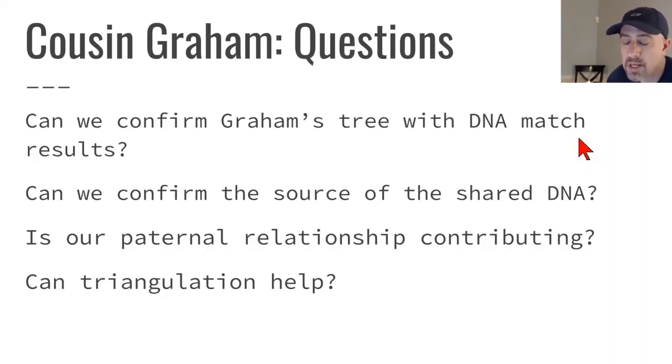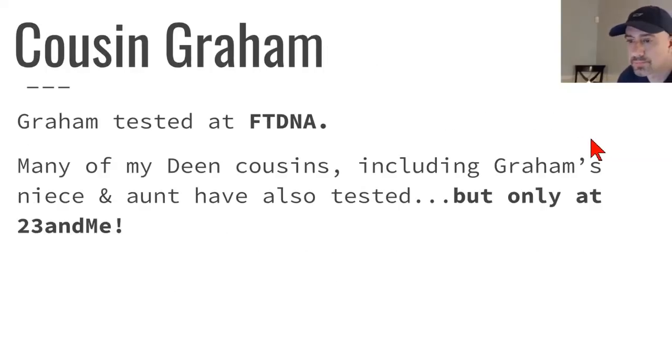Can we confirm that the DNA actually came from the Dean line? And can we explore the possibility of some of that DNA having come from the paternal line? And of course, since this is a visual phasing, a visual triangulation discussion, we're going to be asking whether triangulation can help us with these questions.